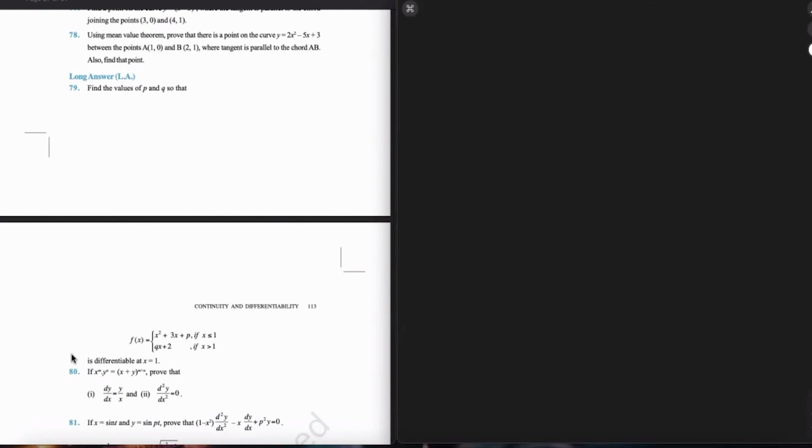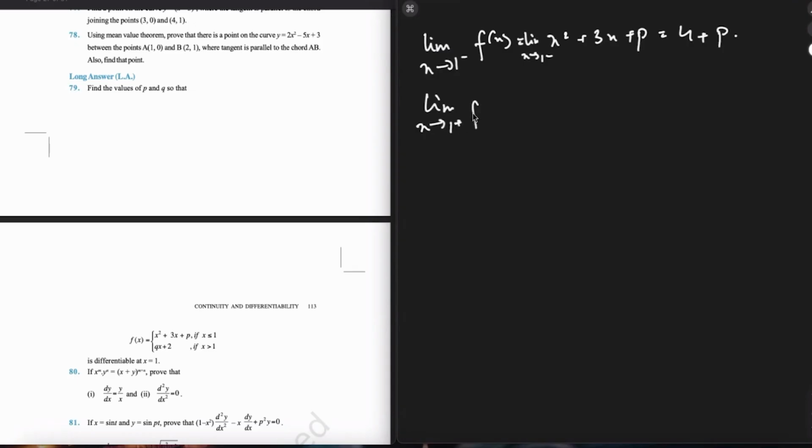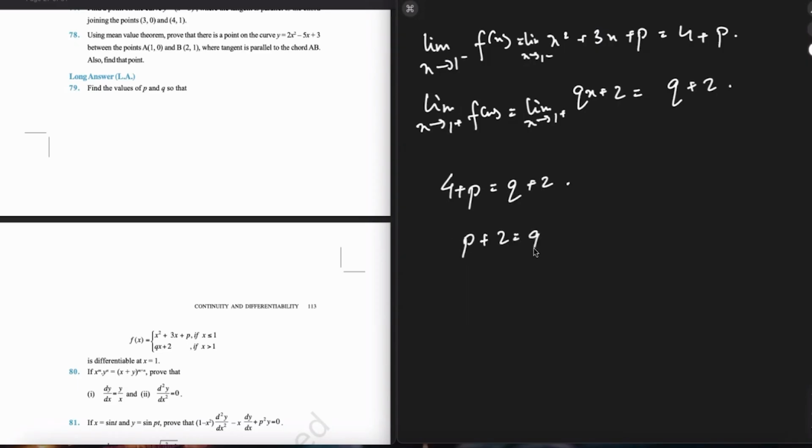तो find the values of p and q so that it is differentiable at x is equals to 1. अच्छा, सबसे पहले तो कंटिन्यूअस का देख लेते हैं. तो कंटिन्यूअस होने के लिए लिमिट x टेंडिंग टू 1 माइनस ऑफ f(x), इसकी वैल्यू डालूं अगर तो x स्क्वायर प्लस 3x प्लस p, 1 माइनस, तो 1 प्लस 3, 4 प्लस p हो जाएगी. एंड लिमिट x टेंडिंग टू 1 पॉजिटिव ऑफ f(x), लिमिट x टेंडिंग टू 1 पॉजिटिव ऑफ qx प्लस 2, ये हो जाएगी q प्लस 2. तो 4 प्लस p इक्वल टू q प्लस 2, तो p प्लस 2 इज इक्वल टू q.